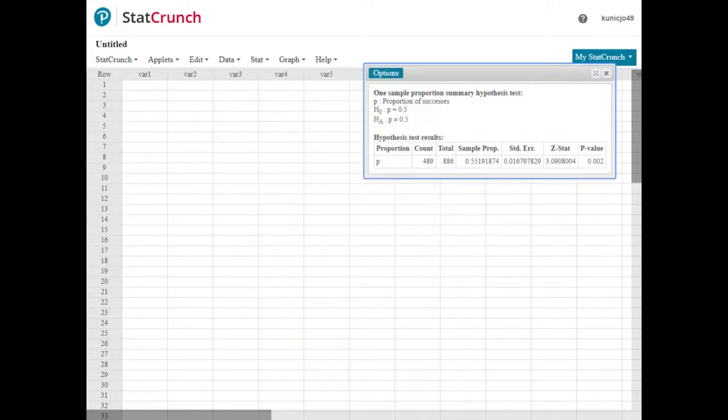So it repeats, if you notice, the null and the alternative, and it also gives us the count, the total. We're interested in the z-stat, which is 3.0908, and the p-value is real low, 0.002. So I'll go back to the problem so we can answer the questions. That was 8.2.11 with a T if it matters.